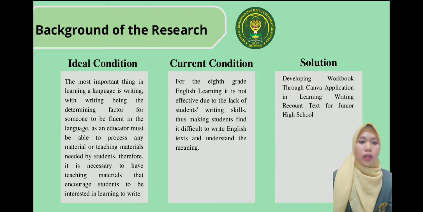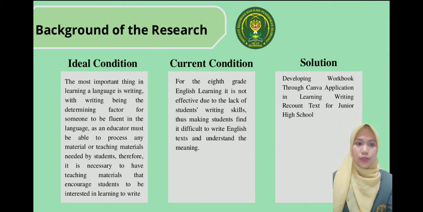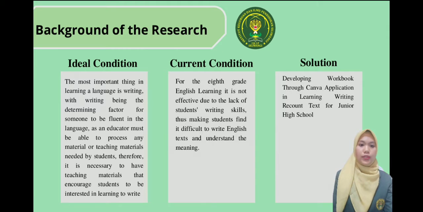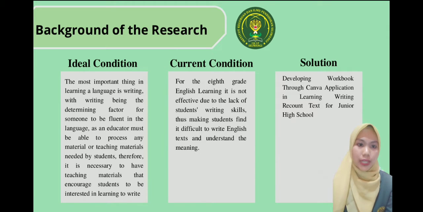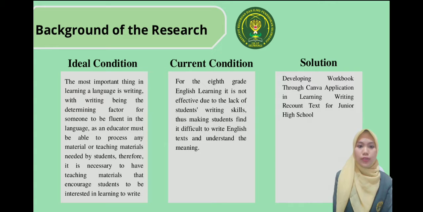But for the current condition, the 8th grade English learning is not effective due to the lack of student writing skill. This makes students find it difficult to write English text and understand the meaning. Based on this explanation, the researcher proposed developing a workbook through Canva application in learning writing recount text for junior high school.